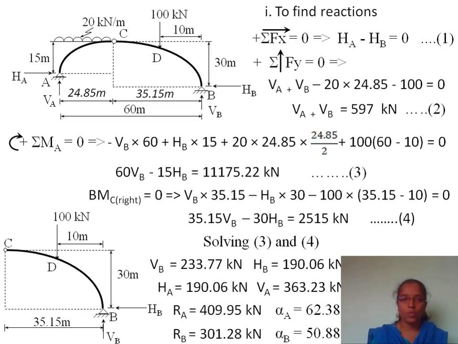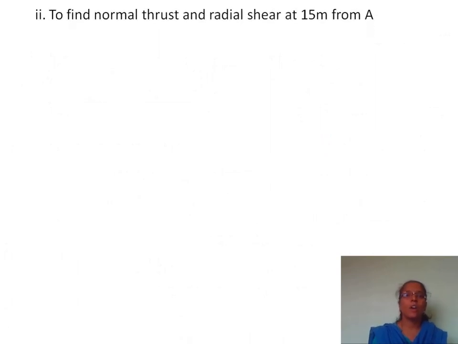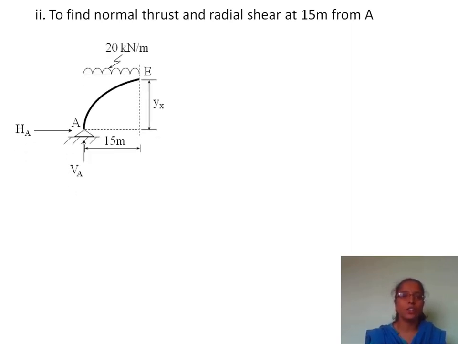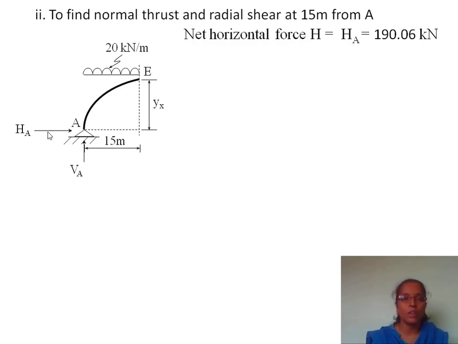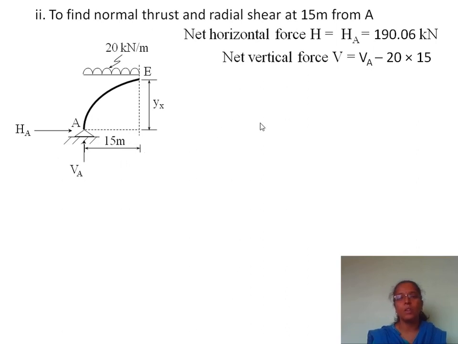Let's move to the second part, that is to find normal thrust and radial shear at 15 meter from end A. Let us consider a section at 15 meter from end A as shown in the figure. Let yx be the ordinate at this point. Now we calculate the net horizontal force, H equals HA, that is 190.06, and the net vertical force is equal to VA minus 20 into 15, because the section we have considered is at a distance of 15 meter, whereas the whole length of AC member is 24.85 meter.